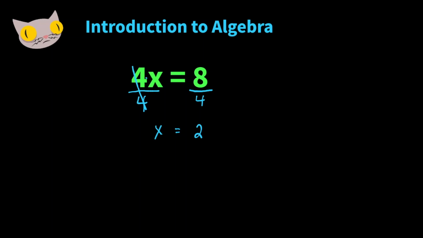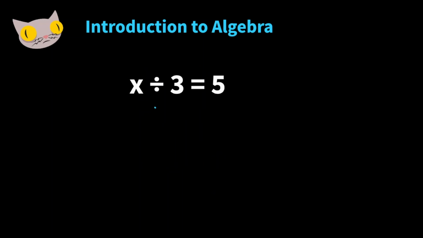And if you wanted to confirm, we can take our found value for x and plug it in. So we have 4 times 2, and that gives us 8. Great. In this next problem, we're dealing with division. We have x divided by 3 is equal to 5. It might be better to write it out this way. Here we have the same x divided by 3 is equal to 5.